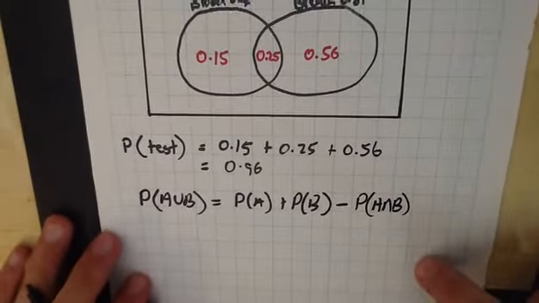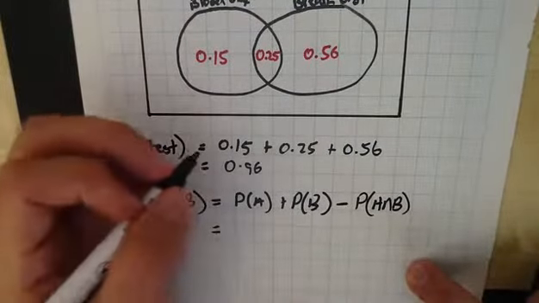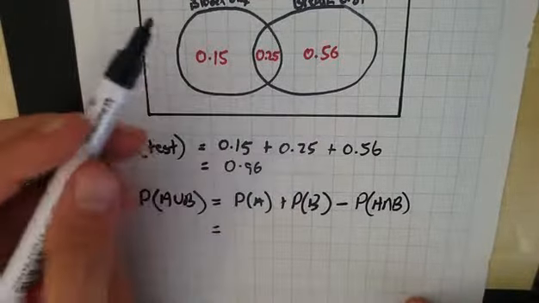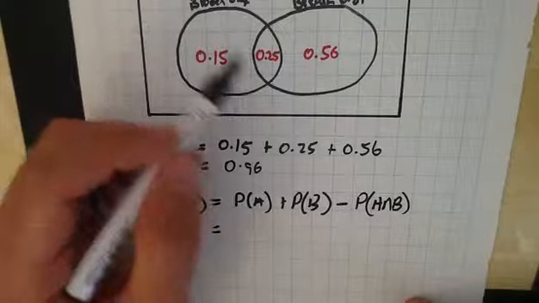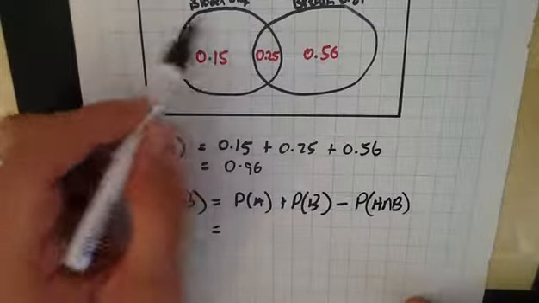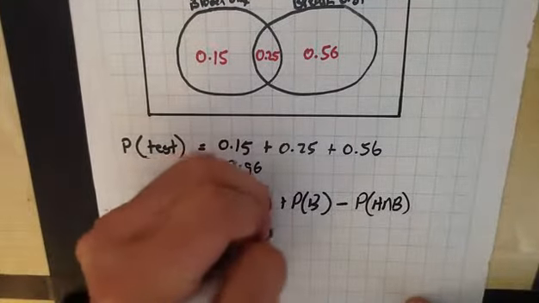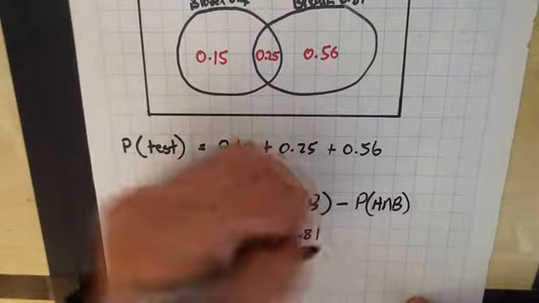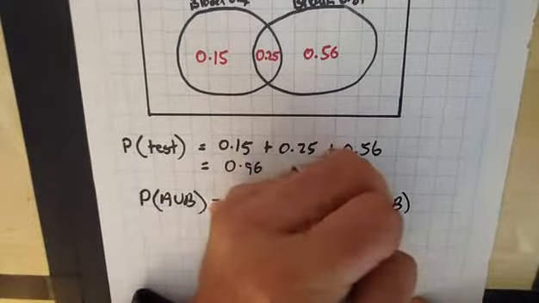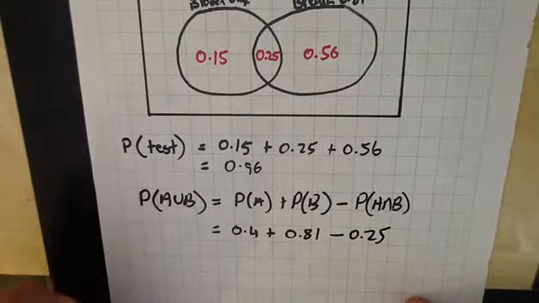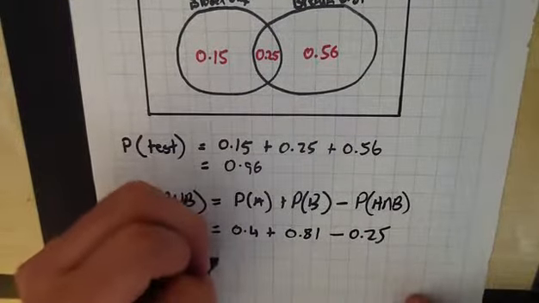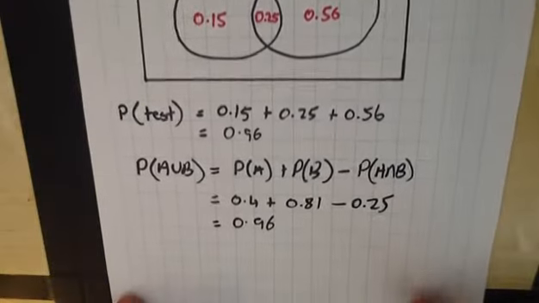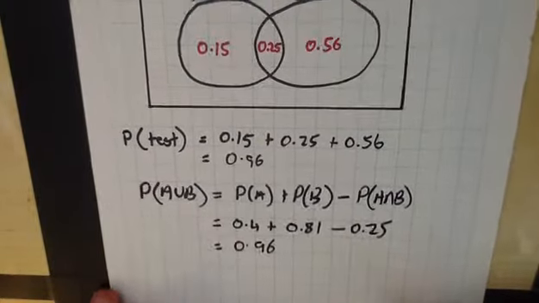So that would mean the probability of A, let's call A blood here, that is 40%. It's 0.4, plus the probability of B, which is 81%, subtract the intersection, which is 25%, and that will give you the exact same answer, which is 0.96. So 96% are given a test of some sort.